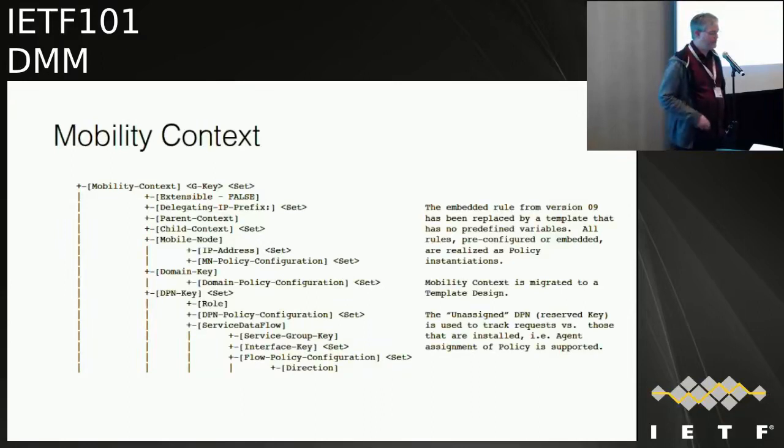Now following this, one nomenclature name is the service data flow. We now allow that embedded rule, and all of that specific terminology is gone. We do have one reserved key in the structure so far, and that's for unassigned DPNs. There are some architectures that do try to track rules or policies that have not been assigned yet to a specific DPN. So we just set aside that name rather than having the embedded rule as a separate structure. Next slide.